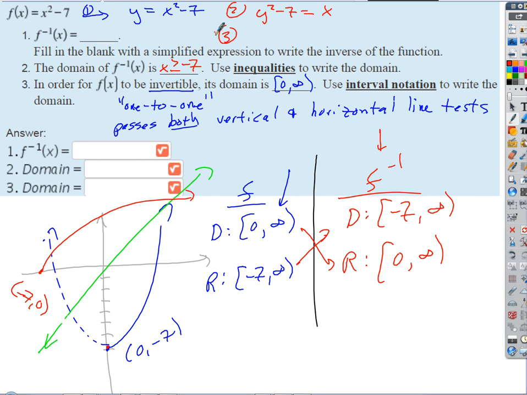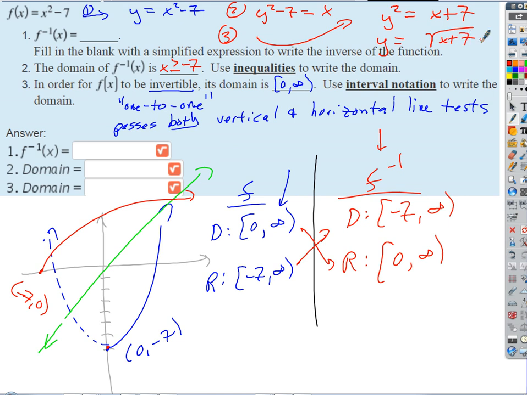First, well, hold on. What do I have to do? I have to follow reverse order of operations, right? So I add 7, and then I square root. Okay, so that would give me y squared equals x plus 7, and y equals the square root of x plus 7. But what do I need to include?